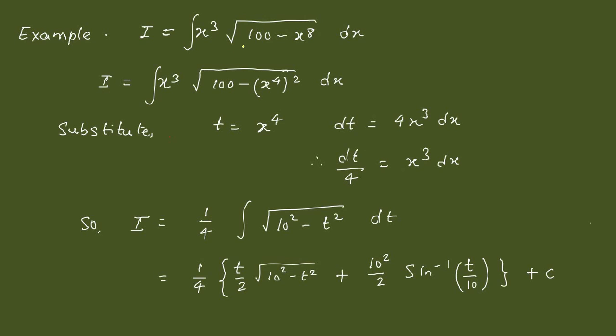This is another example in which we are doing the same thing, that is substitution before using the special line. So here this is x to the power 3 over square root of 100 minus x to the power 8. You know that x to the power 3 is the factor of the derivative of x to the power 4. So x to the power 8 can be written as x to the power 4 the whole square, and why not we can substitute this x to the power 4 as t.